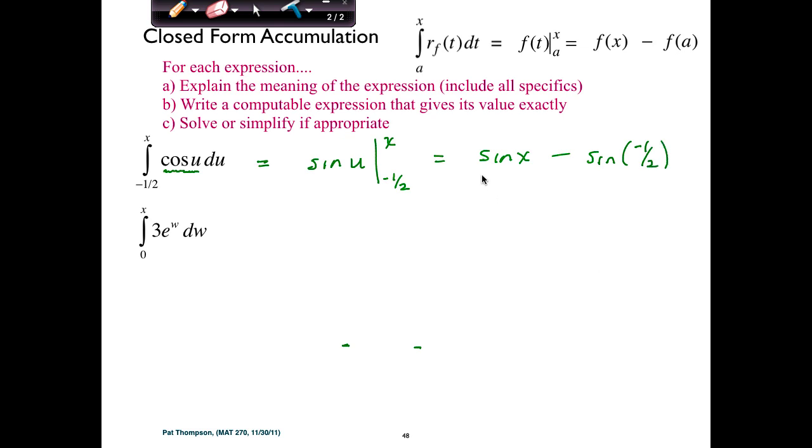Okay, question. This new expression, sine x minus sine of negative 1/2, what does that mean, or what does that find for us?